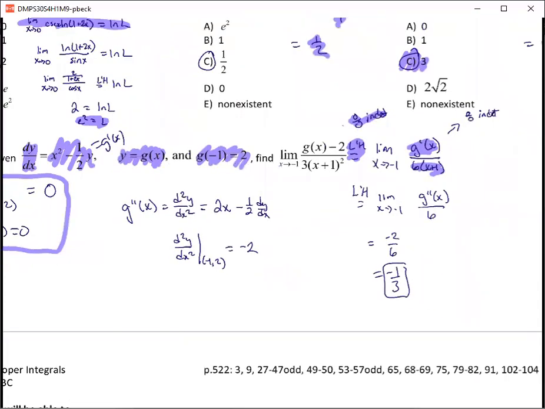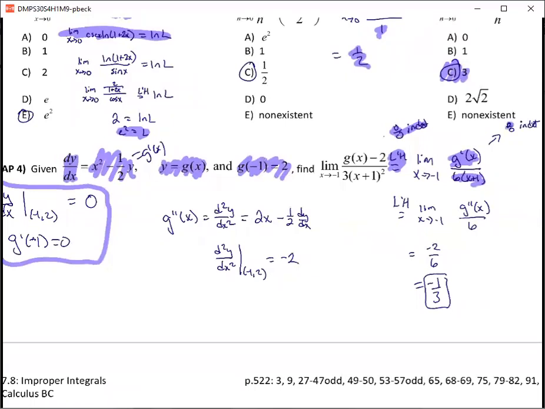So when I take a look at my limit, I'll bring that back on the screen. One more time, I have a 0 over 0, which is indeterminate, which means I have to apply L'Hopital's rule again. So g double prime over 6. Now, what is g double prime of 1? To find g double prime, I need the derivative of the differential equation that I have there, which is 2x minus 1/2 dy/dx. What I did was show the notation that the derivative at the point we care about is -2. So now when we apply that limit, we get -2 over 6, which is -1/3.